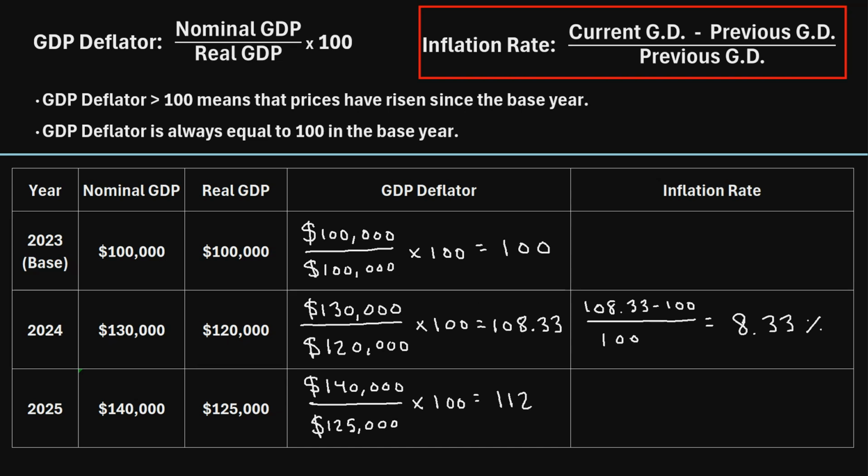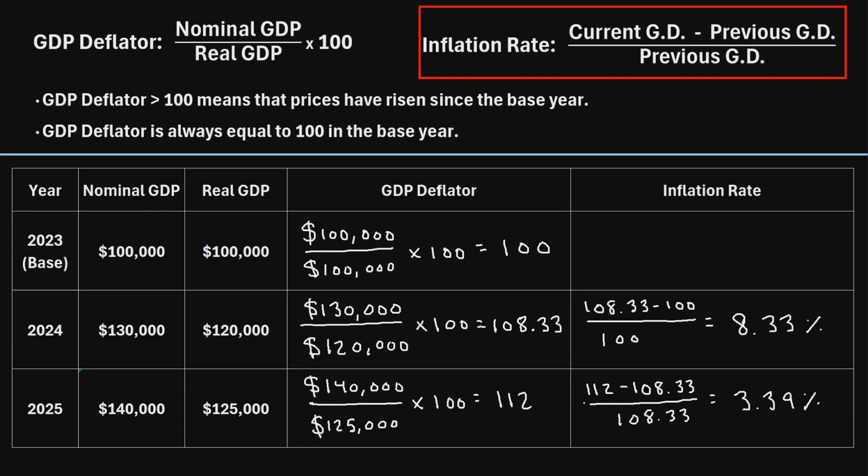Now, we can use the exact same formula to calculate the inflation rate for 2025. So we'll take the current GDP deflator of 112, we'll subtract the previous year's GDP deflator of 108.33, and then we'll divide by this previous GDP deflator of 108.33. So when we do that, we get 3.39%. So that tells us that the inflation rate in 2025 was 3.39%. In other words, prices rose by about 3.39% compared to the prices from 2024.